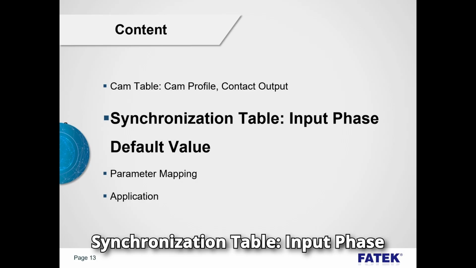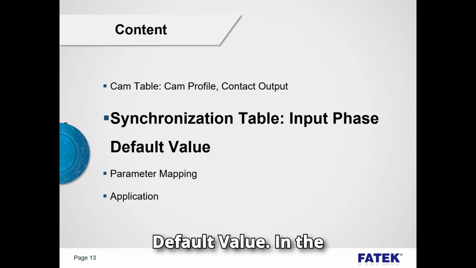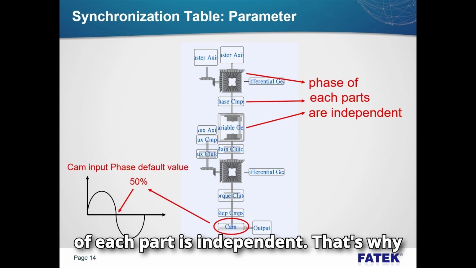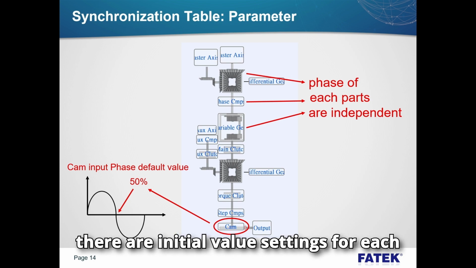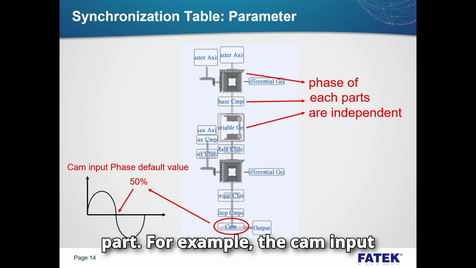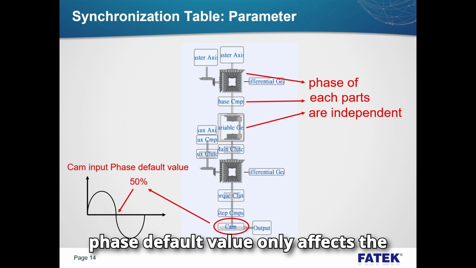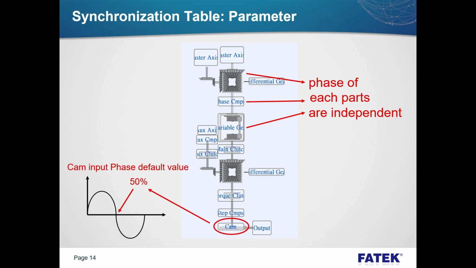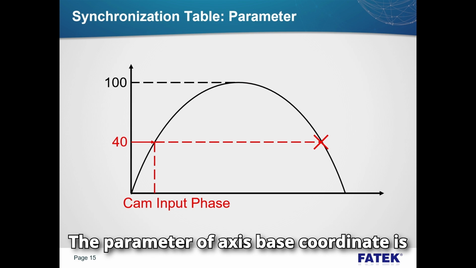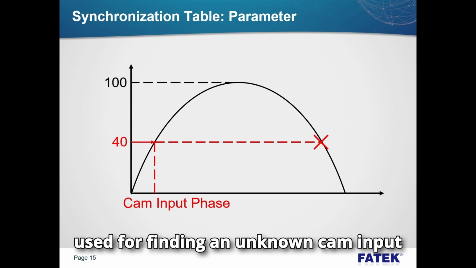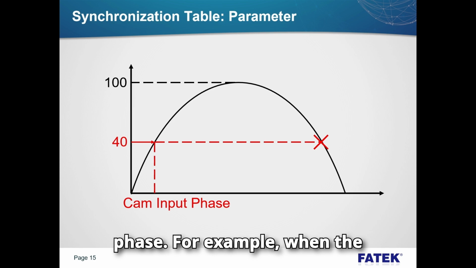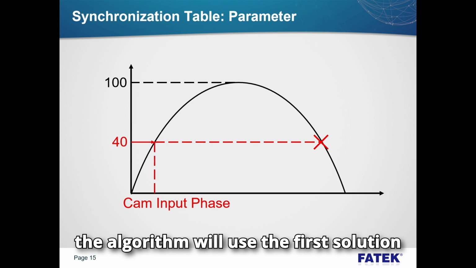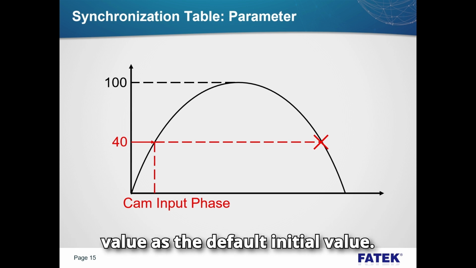Synchronization table. Input phase default value. In the synchronization control flow, the phase of each part is independent. That's why there are initial value settings for each part. For example, the cam input phase default value only affects the initial value of the cam input phase. The parameter of axis base coordinate is used for finding an unknown cam input phase. For example, when the axis base coordinate is set to 40%, the algorithm will use the first solution value as the default initial value.